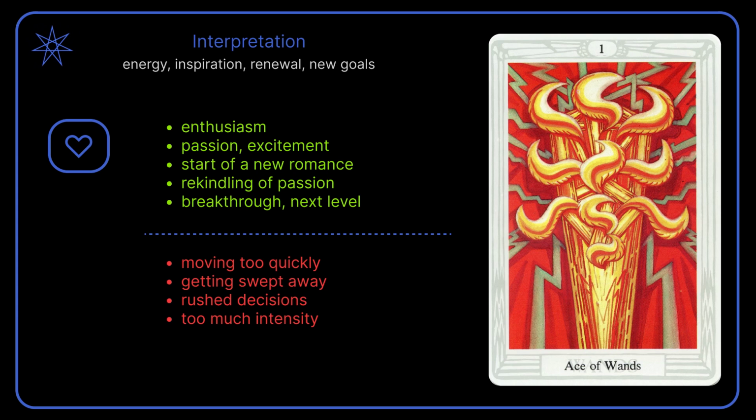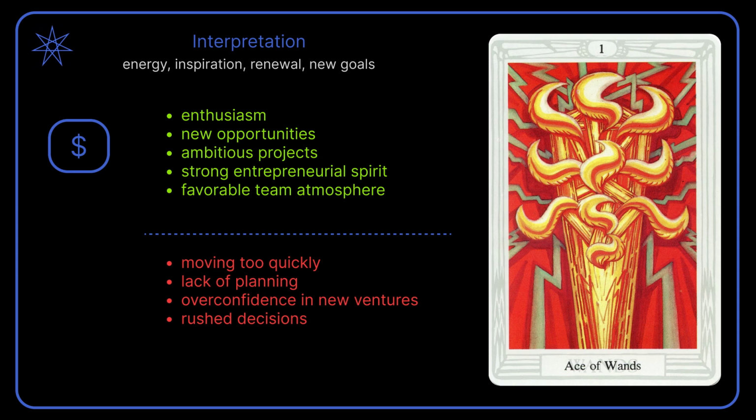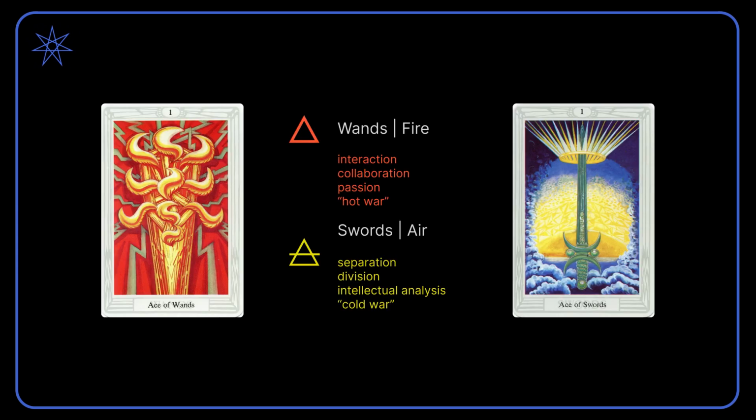In work and business readings, the Ace of Wands also signifies new beginnings, opportunities for growth, ambitious projects, periods of inspiration, and a strong entrepreneurial spirit. Depending on the question, it may also suggest a favorable atmosphere within a team. Wands encourage people to interact and collaborate, unlike, for example, the suit of Swords, which often signals separation or conflict.